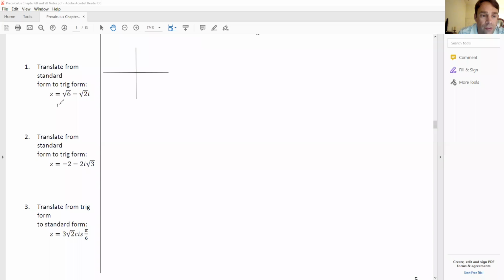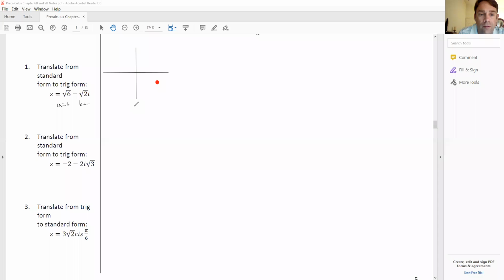So A is a positive number here. It's a positive root 6. B is a negative number, so B is a negative root 2. Positive A, negative B is very similar to a positive x, negative y. So that means it's going to be down here in quadrant 4.